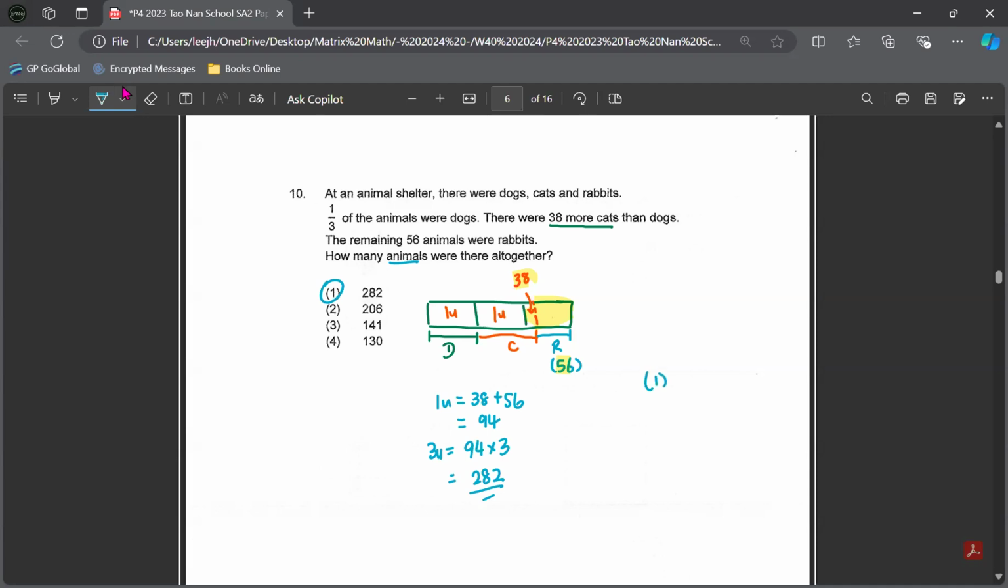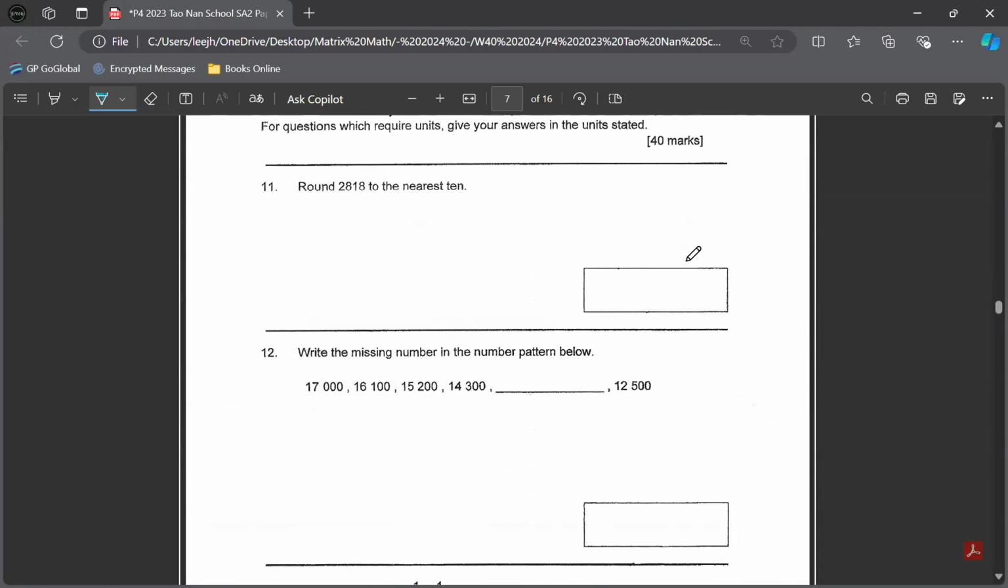Okay, so now I'm going to go to booklet B, short answer questions. But it's still paper 1. So I'm just going to go on.